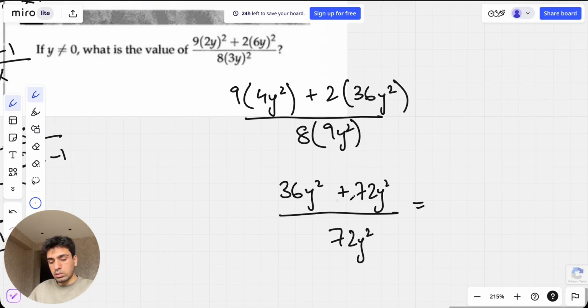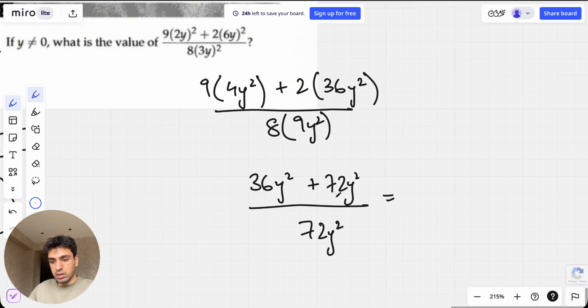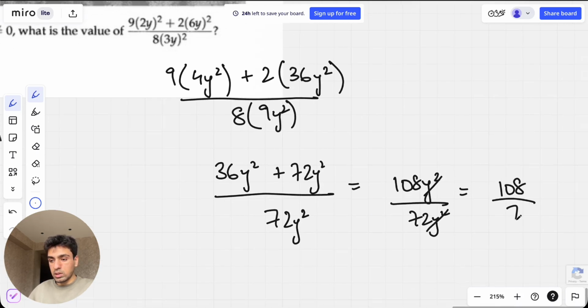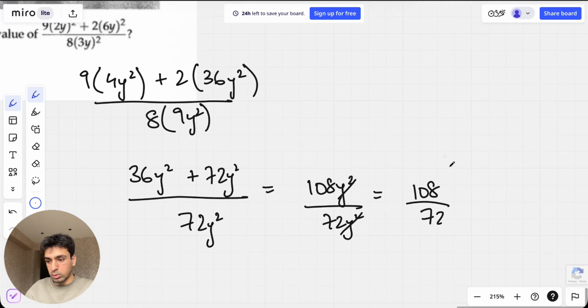Now in this case, we can actually divide everything by 36y squared, because that's a common factor. Oh, sorry, we can add them. So 36 plus 72 is going to be 108y squared over 72y squared. Cancel y squared with the y squared. 108 divided by 72, I'm going to use the calculator. It's going to be 3 over 2. So we get 3 over 2, and that would be your answer.